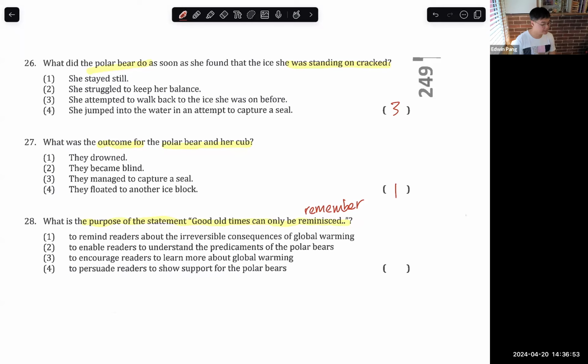In other words, I can no longer go back to these times. I can only remember them. In other words, they are gone forever. I can no longer go back to those times ever again. So therefore, the answer is 1. Irreversible consequence. Meaning, I cannot go back to the past anymore. I can only remember it in my head as a memory.